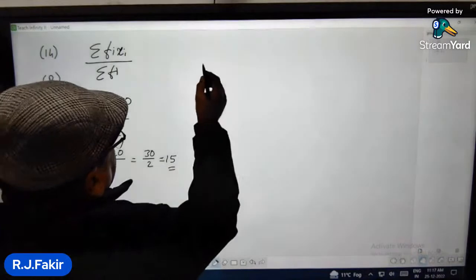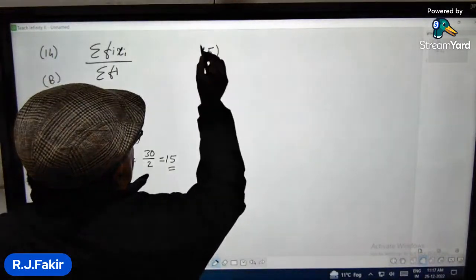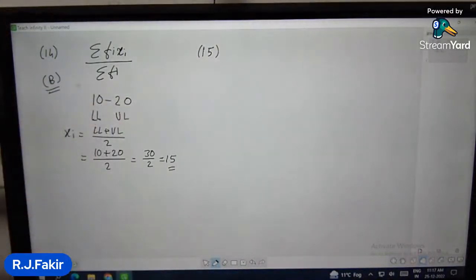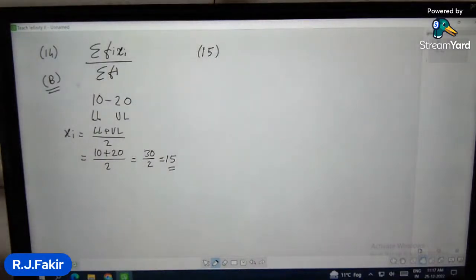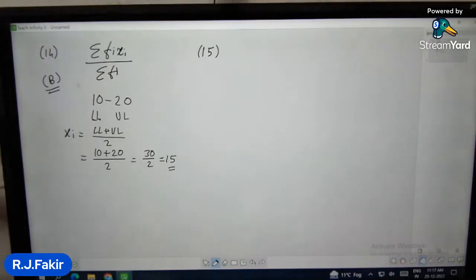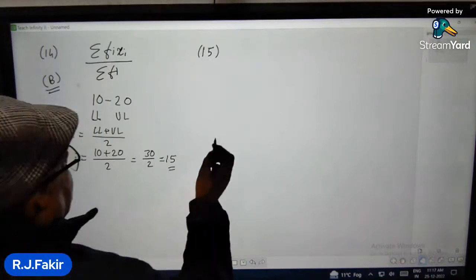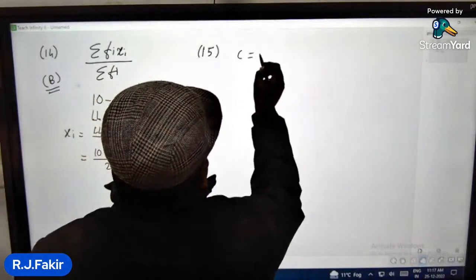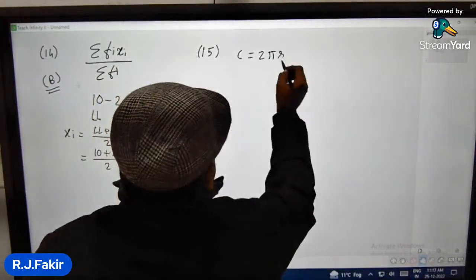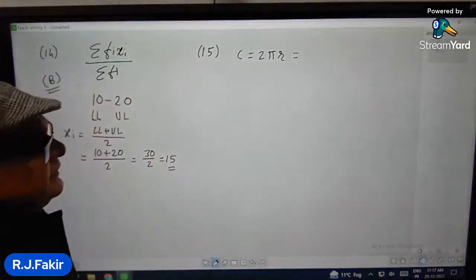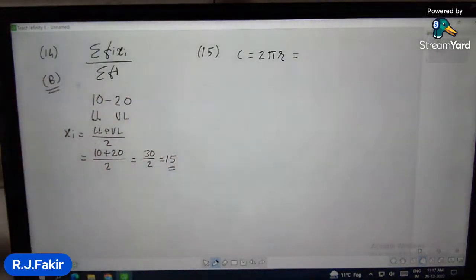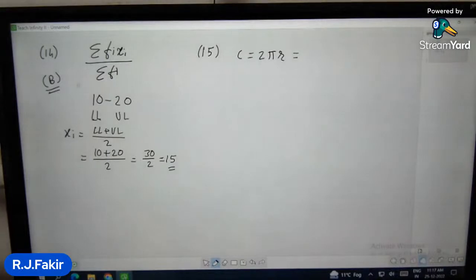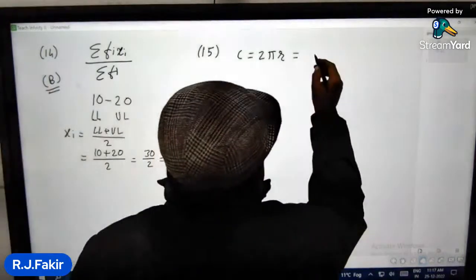Now question number 15 or similar questions can be there from area related to circles. The area of a quadrant of a circle where the circumference is given. Now the circumference is given by 2 pi r. This is the complete circumference of the circle. And this value is given to us as 176 meters.